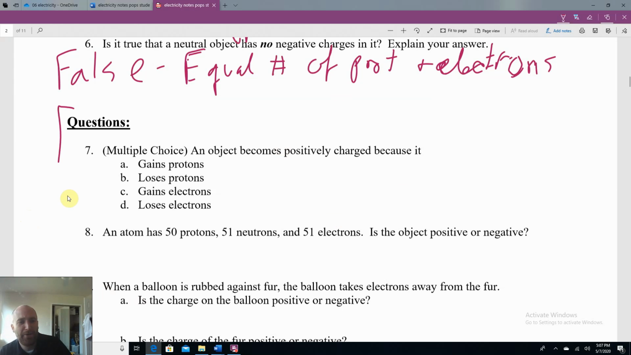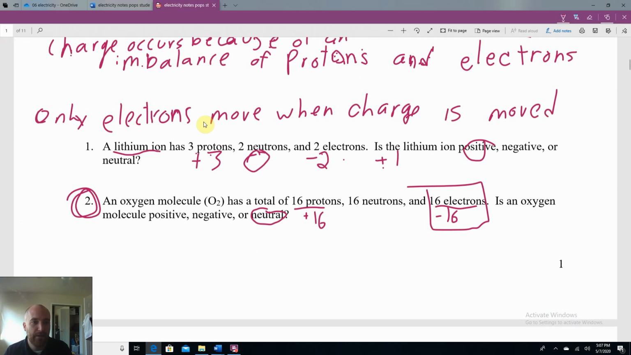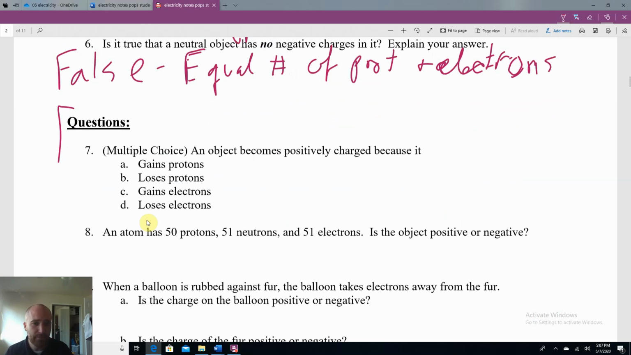So, let's go. Number 7. An object becomes positively charged because it blanks. If an object is positively charged, I want to start with this: only electrons move when charge is moved. If there's one thing I really want you to remember today, it would be that one. Does it gain protons? No. Does it lose protons? No. Protons do not move.